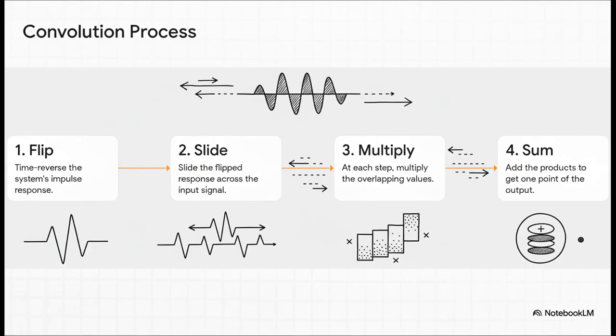The process itself is kind of like a rhythmic little dance. First, you take that system response, the shape of the canyon, and you flip it backwards, like a mirror image. Then you just slide it across your input signal, one step at a time. At every single step, you multiply the parts that are overlapping, and then you add all those products up. That sum gives you exactly one point of your final output. You just keep sliding, multiplying, and summing to trace out the whole thing.